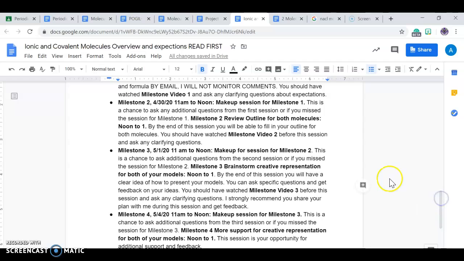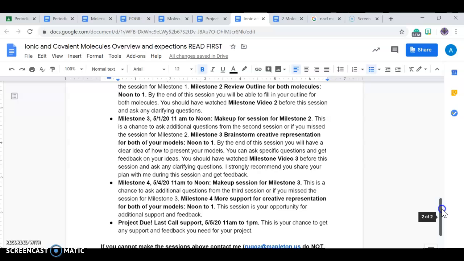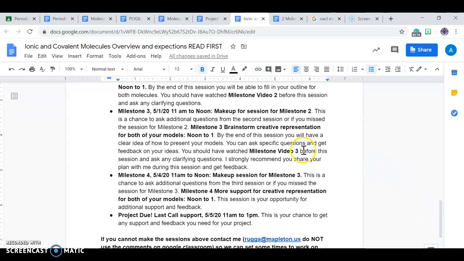Milestone 3 and 4. In 3, you're just brainstorming the model. Again, the first hour is the makeup from the previous session. And the brainstorm is just to go over what you're going to do for your model. Is it going to be a drawing? Is it going to be three-dimensional? Are you going to bake a cake? Whatever it is you're going to do, that's your chance to do that. Then the 4th milestone, again, is just more support for milestone 3, additional questions. And then on the 5th, you're turning your project in.